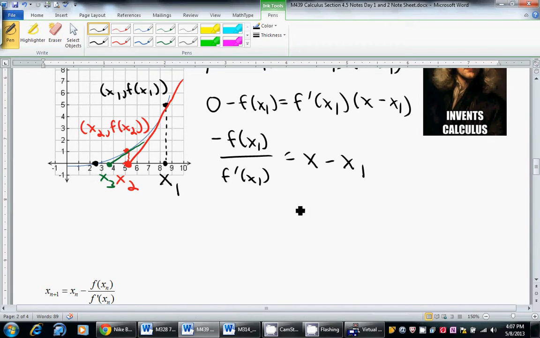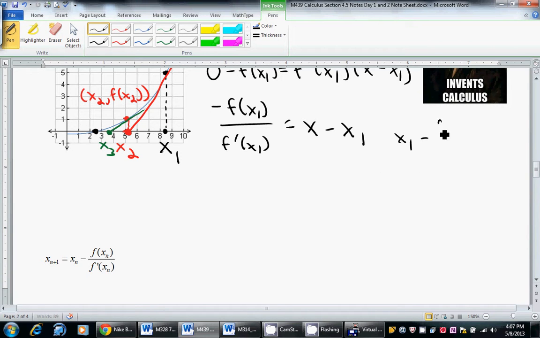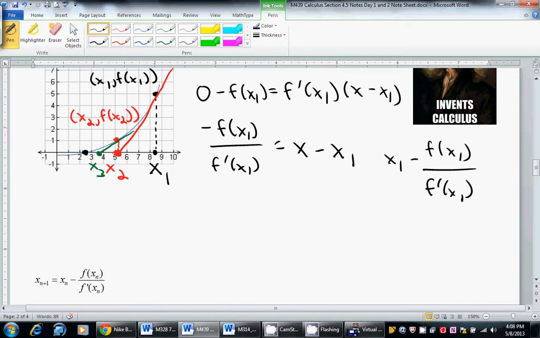And now let me add x sub 1 over to the other side. So this is going to be x sub 1 minus f of x sub 1 over f prime of x sub 1. Okay, and now this is going to equal, now I'm not going to call it x anymore, right? This is the x-intercept of my tangent line, which I have here in red, right? This is x sub 2.